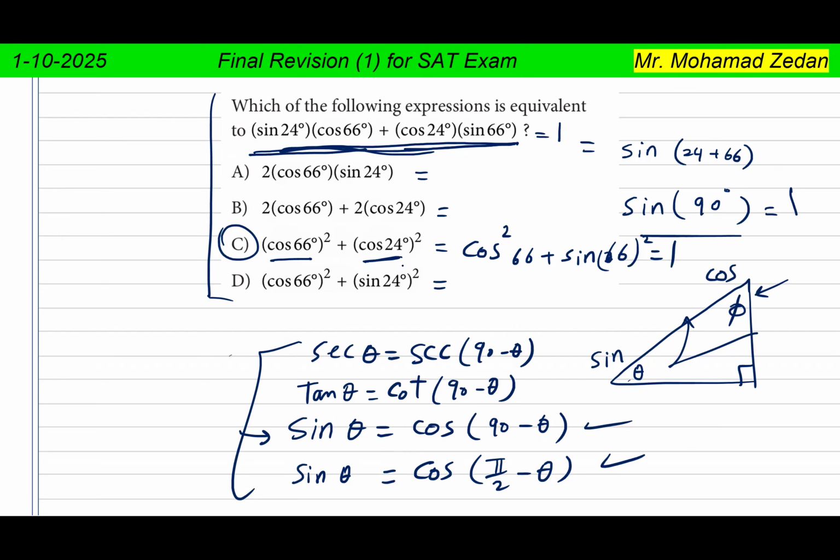The important thing is that C is correct because cosine squared theta plus sine squared of the same angle theta is 1. This is called the Pythagorean identity in trigonometry, because for any angle theta, whether acute or obtuse, no problem, sine squared theta plus cosine squared of the same angle theta is always 1.